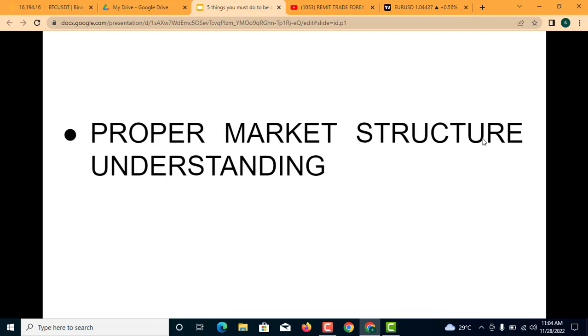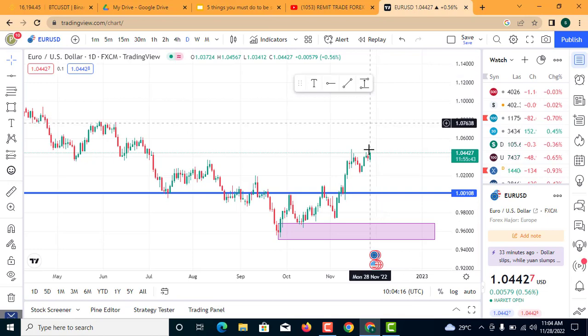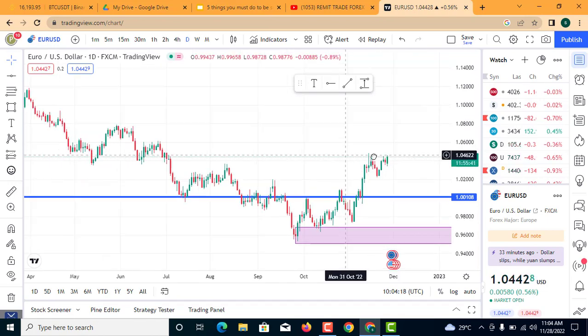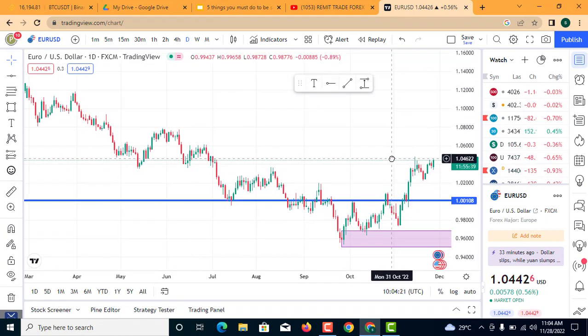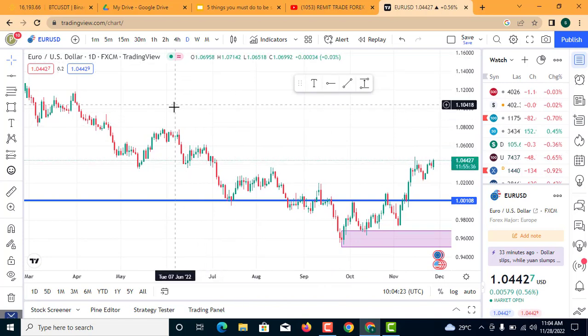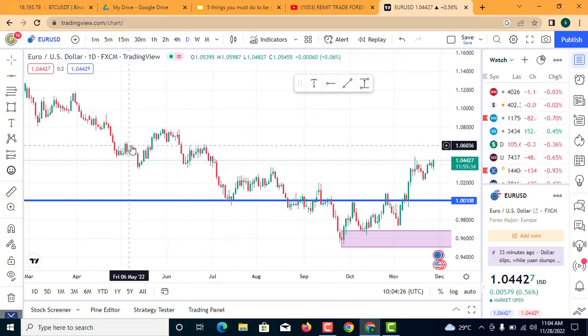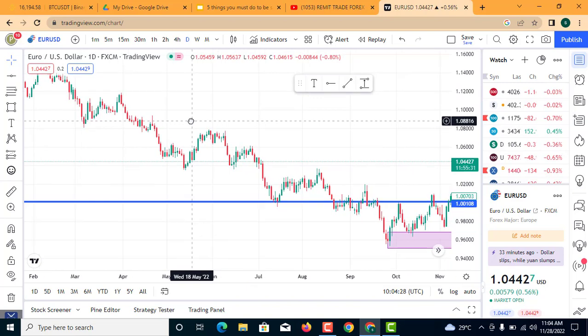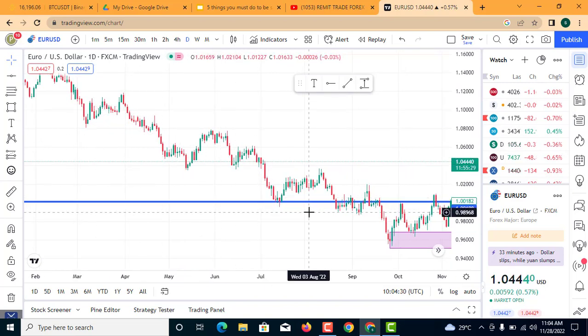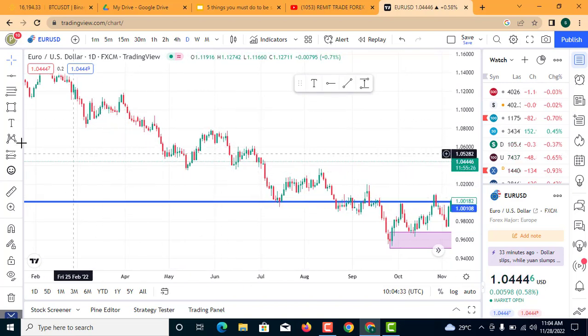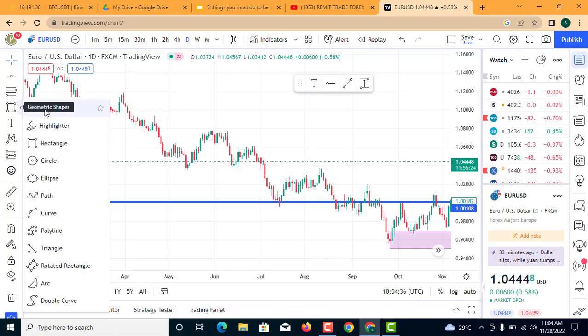What does that mean? Market structure is a proper identification of the market direction. That means the market flow. For example, if you look at this chart very well, we're on the 1-day chart, and if you look at this from this perspective, you see that market is actually going down. How can we define that market is going down? Because we are seeing a lower high and lower low at these very points.